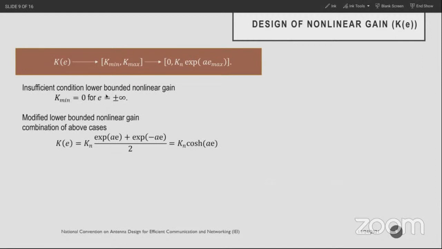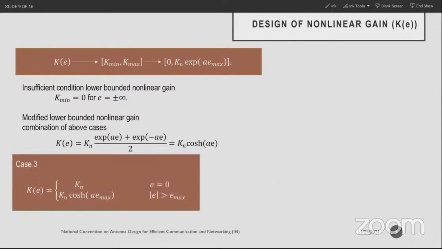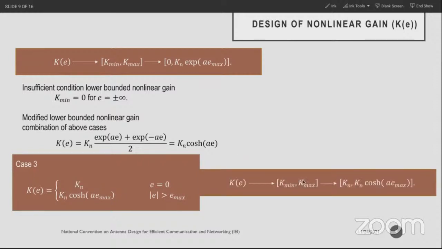So we have modified the lower bounded nonlinear gain by combining the above two cases, that is e power ae plus e power minus ae. We can have another case, Kn cosh ae. With this, when we substitute e power 0, then it is simply Kn. If ae is greater than e max, then we can have Kn e power ae max. With this, the lower bounded case is improved.